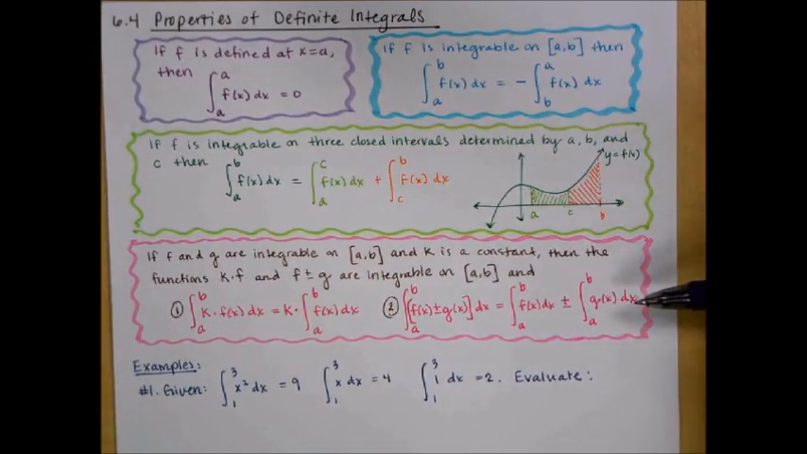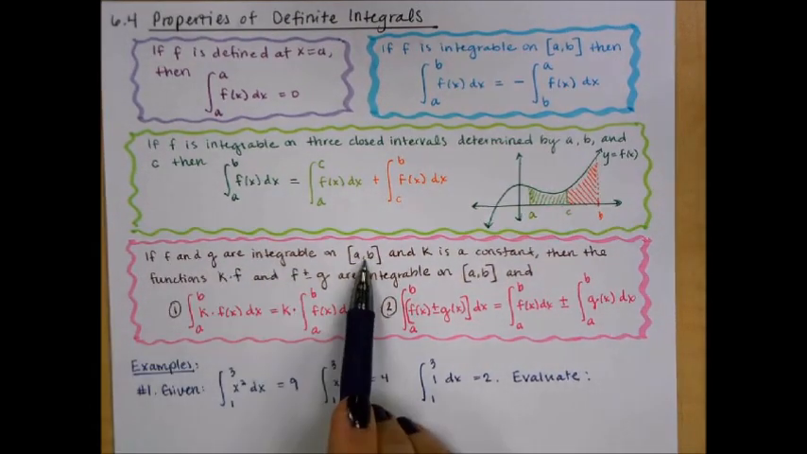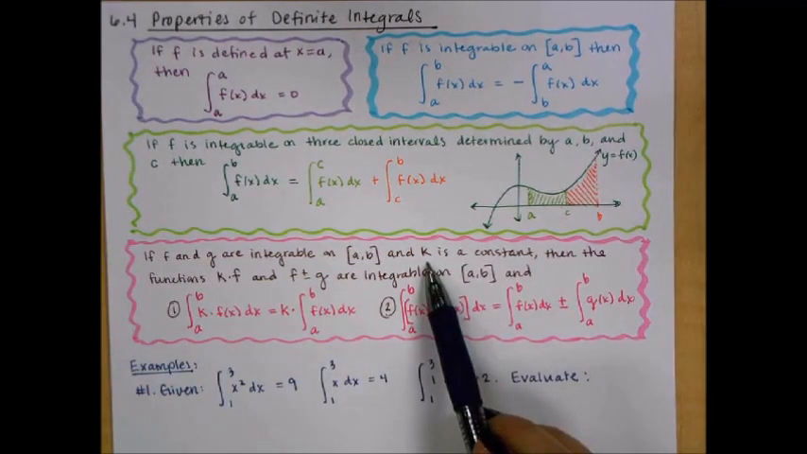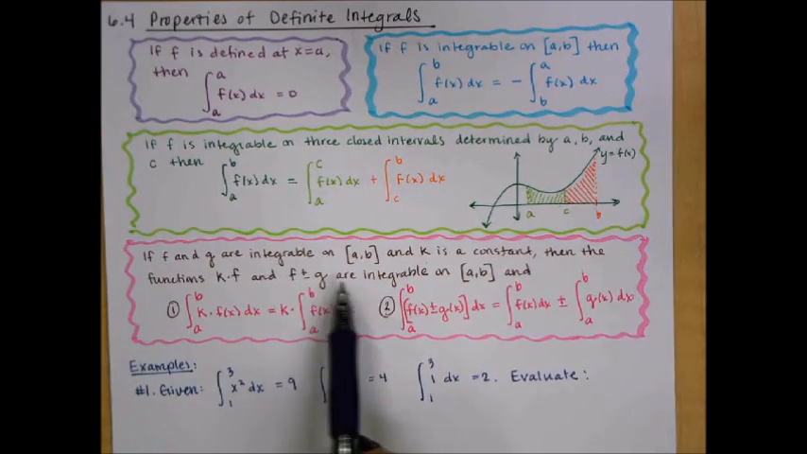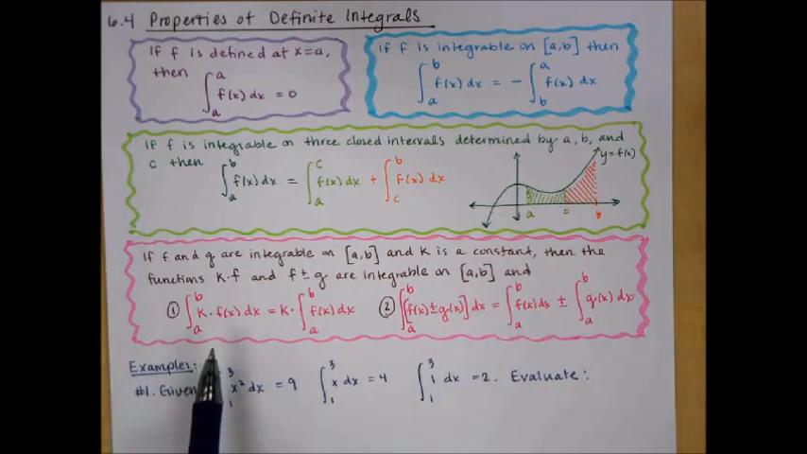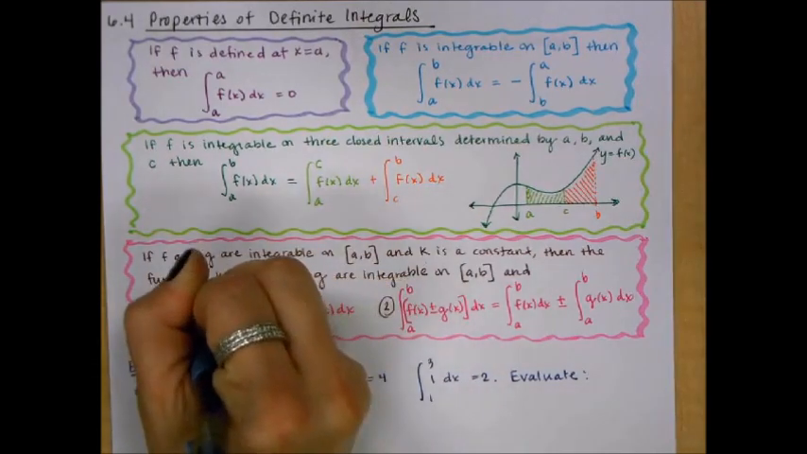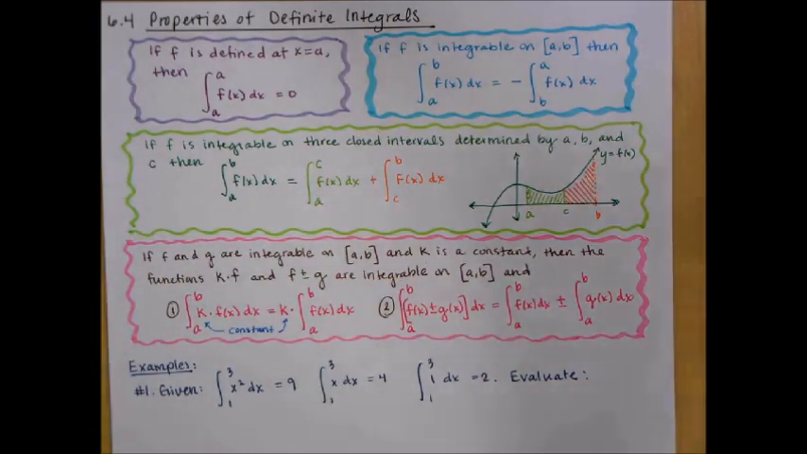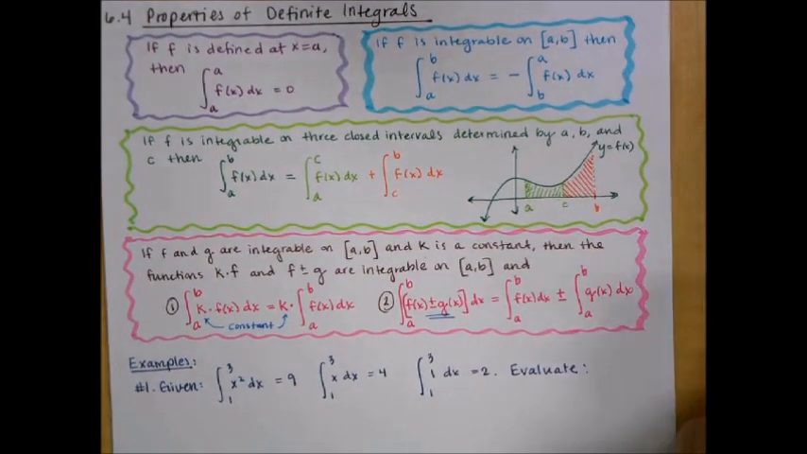The last two tell us that if I have two functions that are integrable on AB, and if I have a constant k, then the functions k times f and f plus g or f minus g are all integrable also on the closed interval AB. And the following can happen. In the first one here, we have a constant that is removed. So any constant can be taken out of the integral. And I can split up the values inside of my integral into two separate integrals.